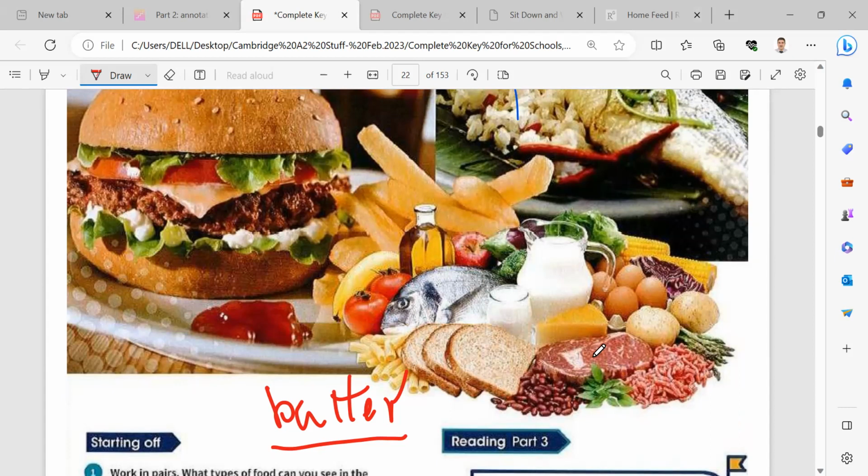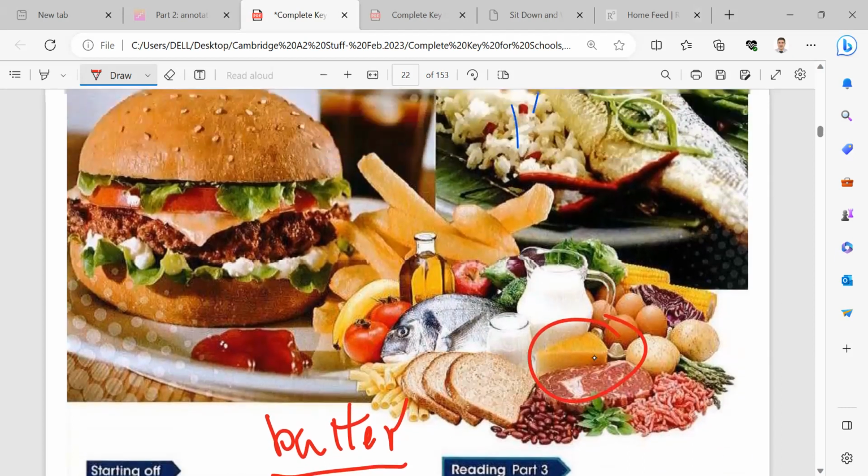That means we use it for cooking. Behind. Yes, I know it, but for cooking. Behind the milk. You mean behind it, between? Yes, this may be butter or maybe cheese. Yeah, a piece of cheese or butter. This one. This one. Okay. Yes, I think so.